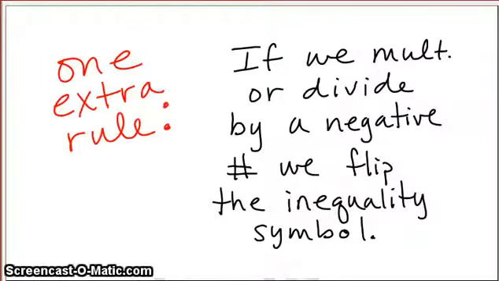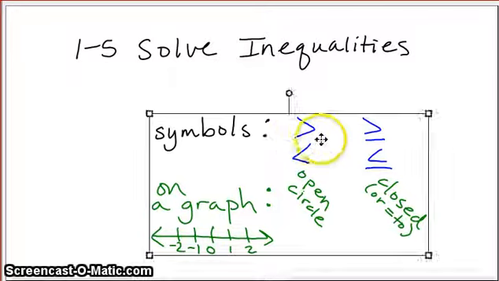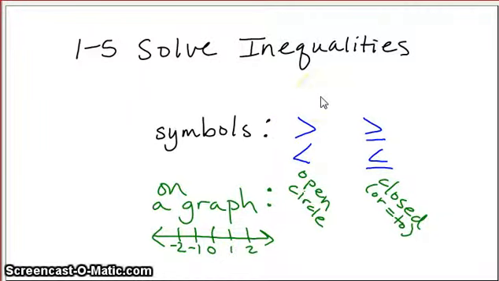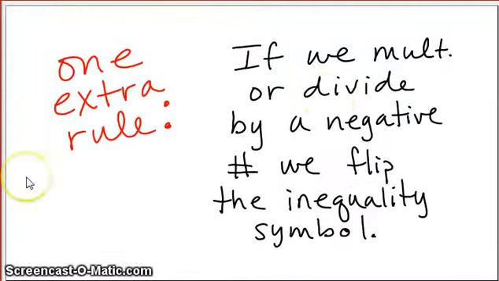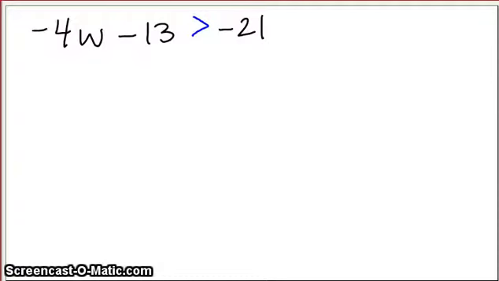So the only other rule that you have to remember is when we multiply or divide by a negative number, we're going to flip that inequality symbol. So these symbols will switch over. They will flip over. A greater than symbol will flip over to a less than symbol if I divide by a negative or multiply by a negative. So let's do a problem.